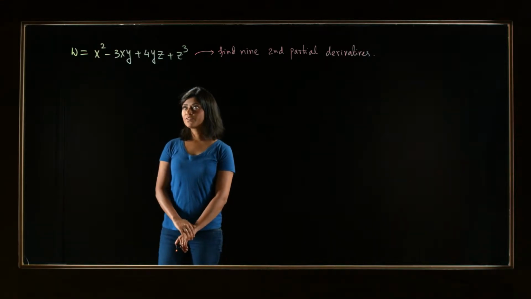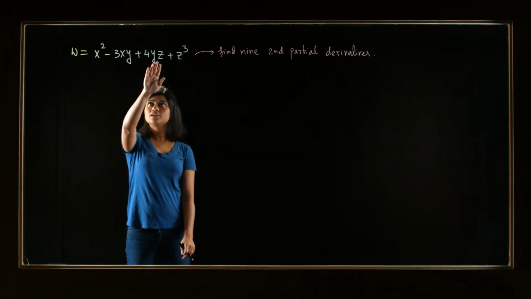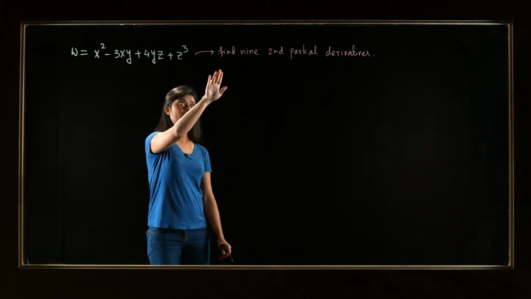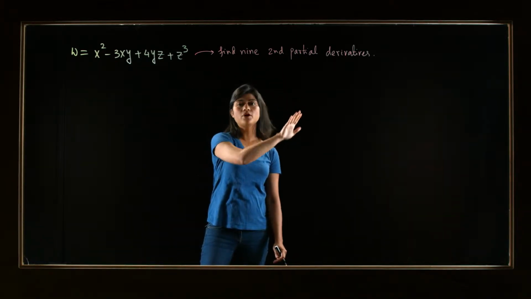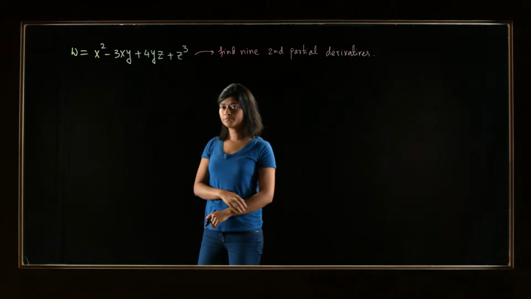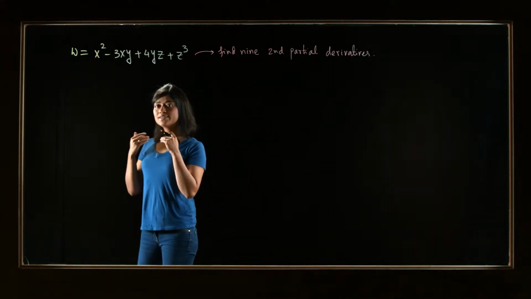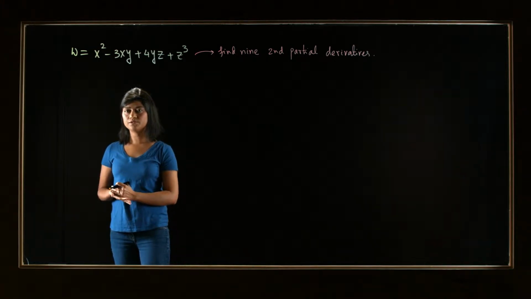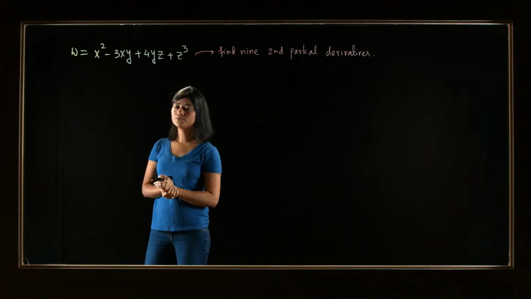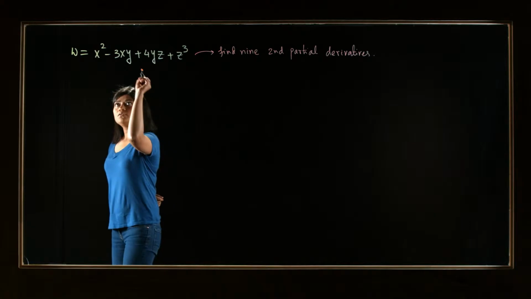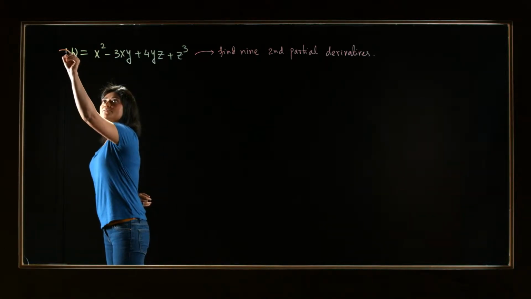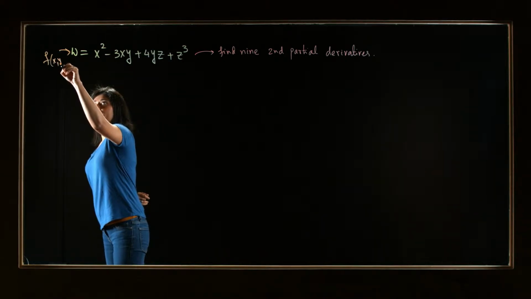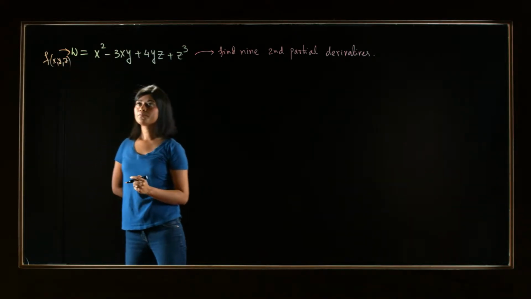In this problem, we have this function, and it's a function of three variables, x, y, and z, and we have to find 9 second partial derivatives to this function. Now, since we have to compute second partial derivatives, we have to first compute the first partial derivatives and then take the derivative of that one. So, to start, let's call this function f. So, this is f of x, y, z.